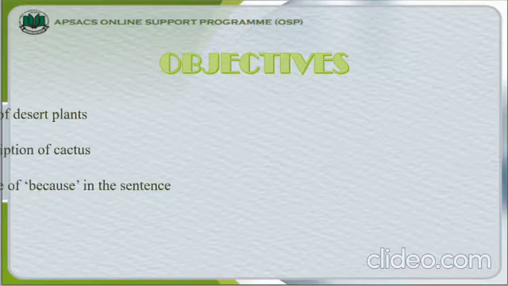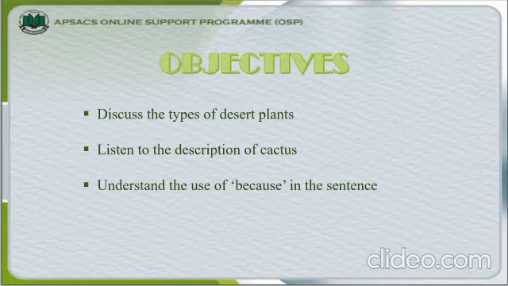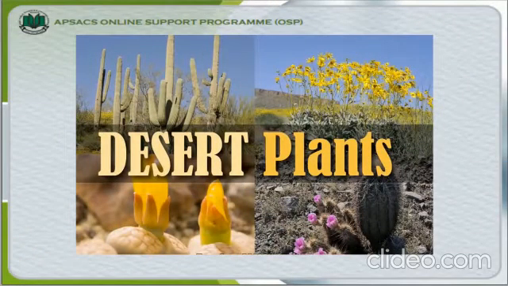The objectives are: discuss the types of desert plants, listen to the description of a cactus, and understand the use of because in a sentence. Only certain types of plants can survive in the desert. Most of the plants have a way to store water in their stems, leaves, or trunk so that they can survive a long time without water. Let's read about some of these plants.